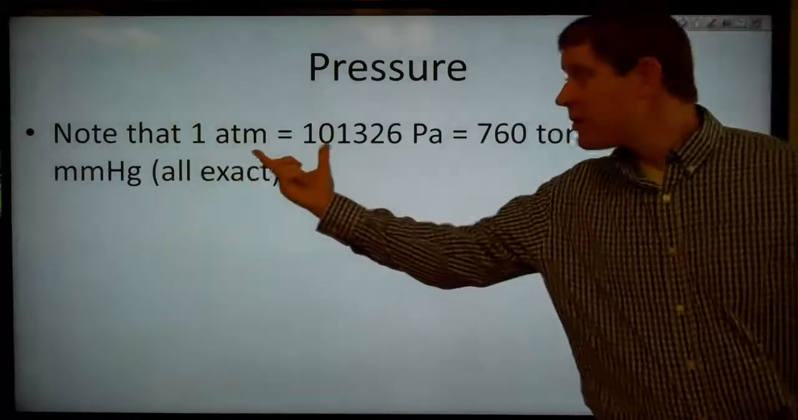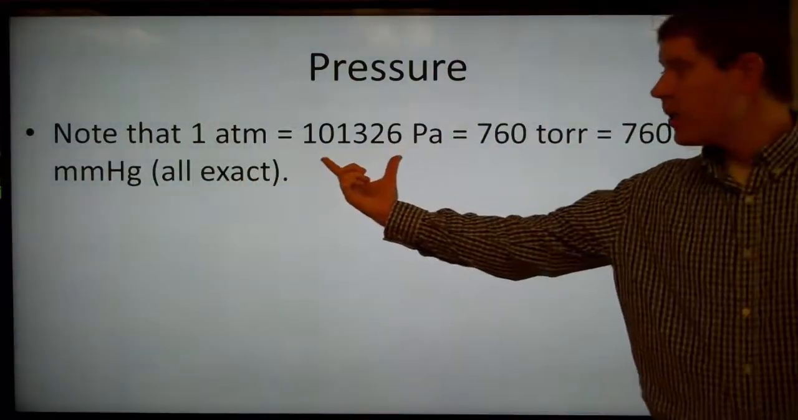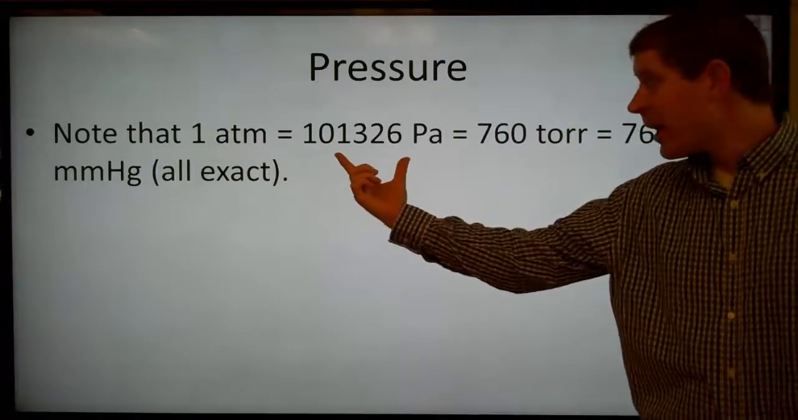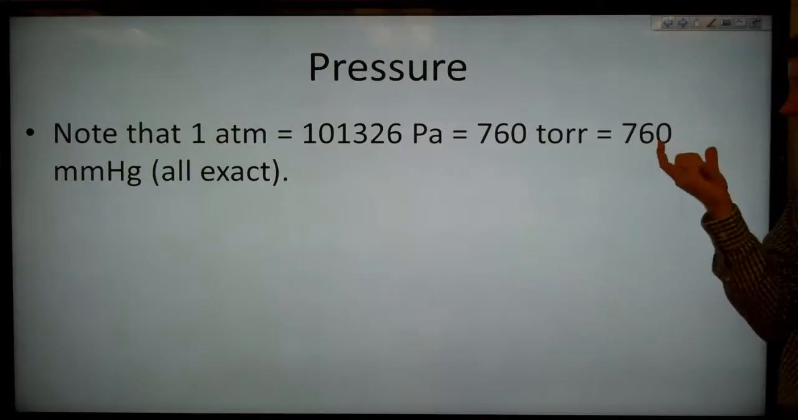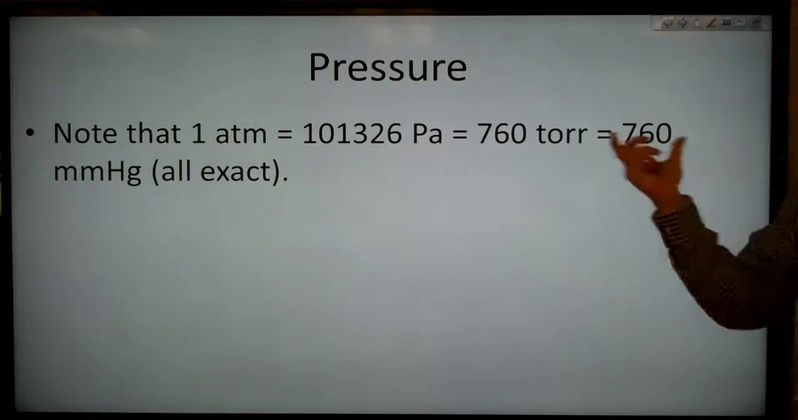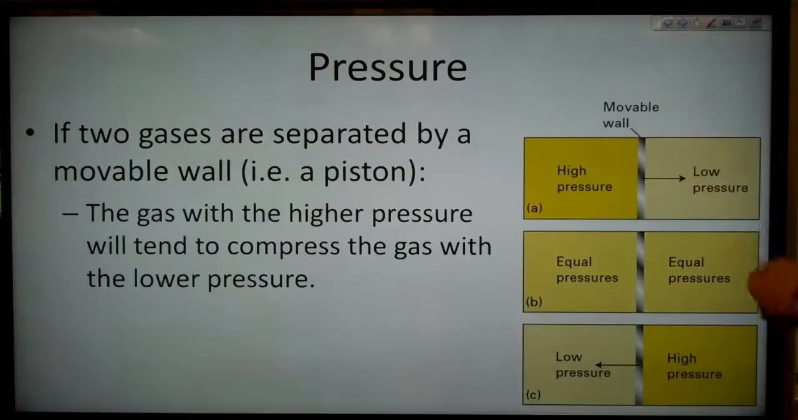Note that also 1 atmosphere is equal to 101,326 pascals exactly, which is equal to 760 torr exactly, or 760 millimeters of mercury. All of these are exact.